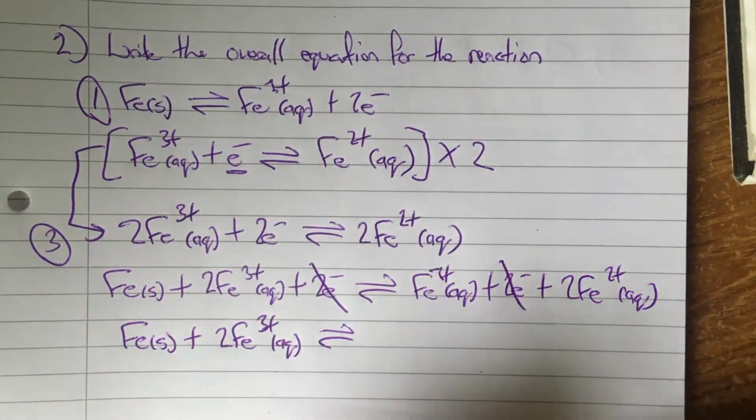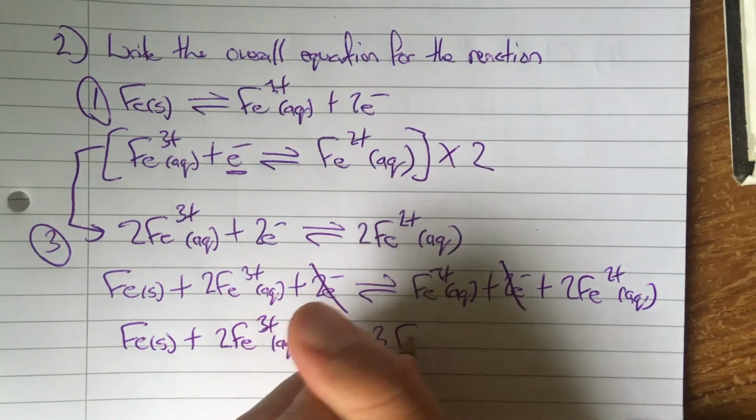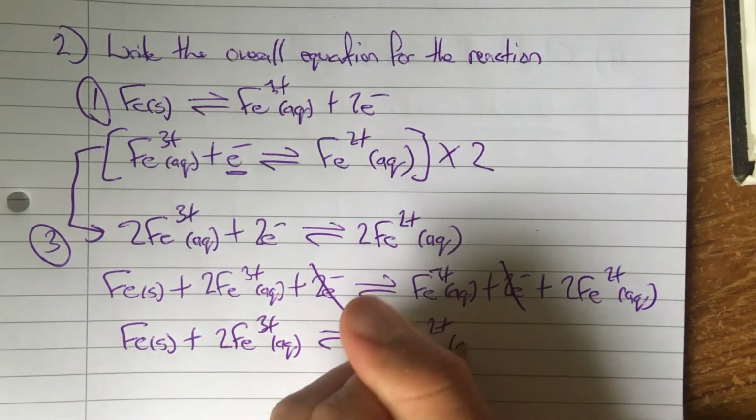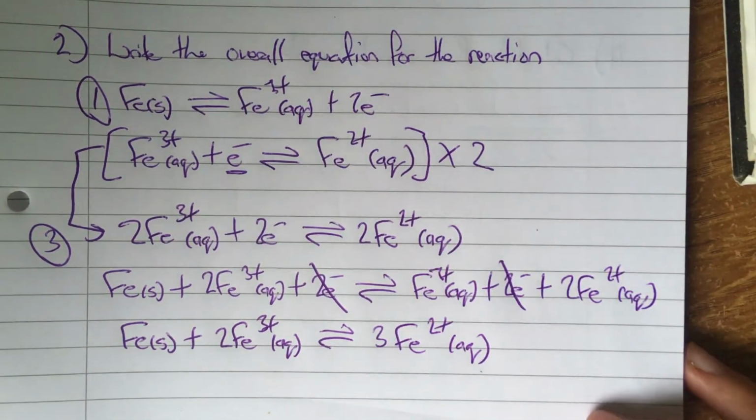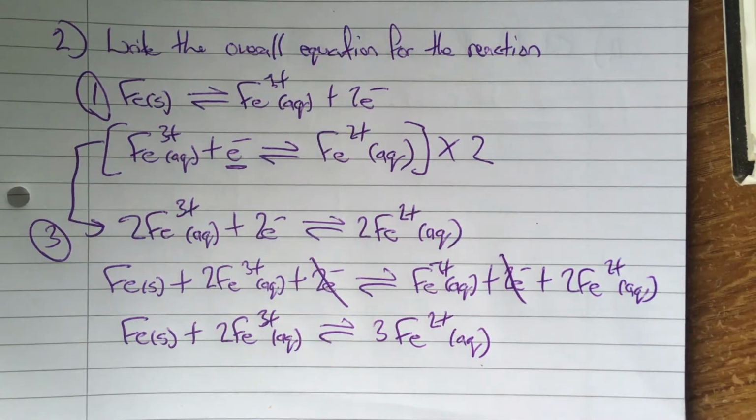to get it now on both sides. So I've got 3 Fe2+ (aq). Okay, so I'm just going to double check that this balances out.